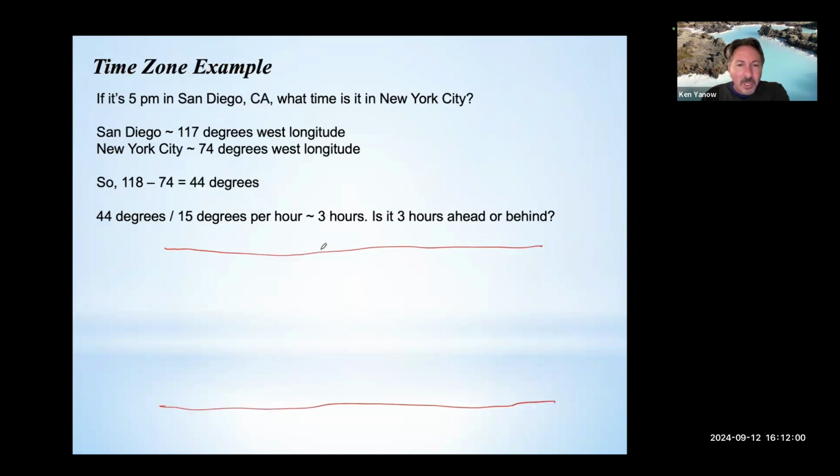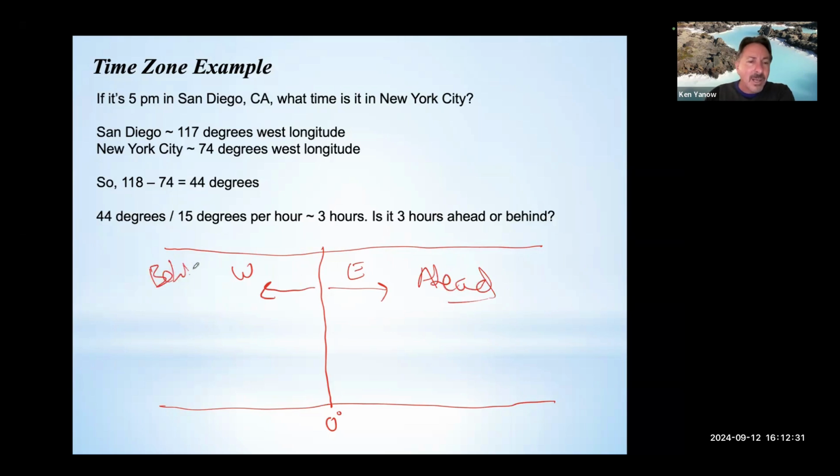I'm going to draw the picture, and in this picture, I'm going to draw the prime meridian at 0 degrees. I'm going to say that this is the Western Hemisphere, and this is the Eastern Hemisphere. We've already established that because the Earth is rotating on its axis, everything appears to rise in the east and set in the west. That means if you're east of the prime meridian, it's ahead of time. If you're west, it's behind in time.